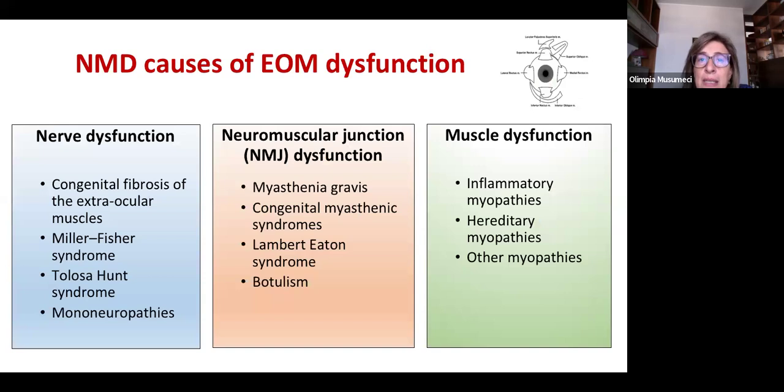When we talk about extraocular muscle dysfunction in neuromuscular disorders, we can distinguish three groups. We can have a dysfunction in eye motility because of a nerve dysfunction, or a dysfunction of the neuromuscular junction. And the last group, the one we focus on, is dysfunction due to a muscle disorder, either a hereditary or an acquired disorder. Of course, talking about mitochondria, this is one of the main diseases we focus on in this presentation.